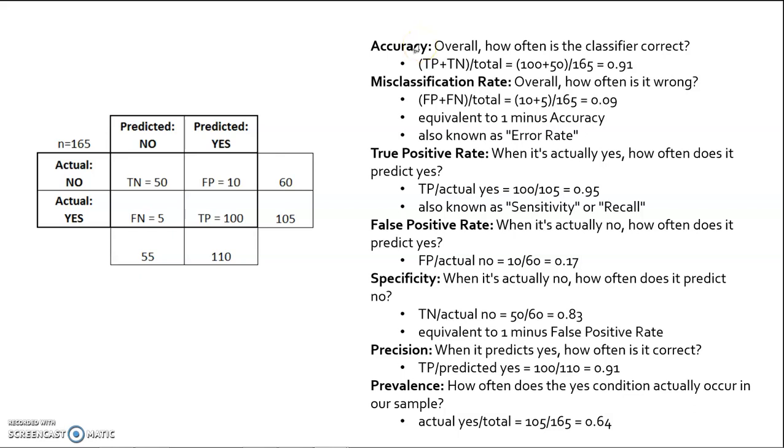And the final one is prevalence. Prevalence answers the question of how often the yes condition actually occurs in our sample. So how many is it that the positives occur in our sample? The denominator is the total, which is 165, of all of the training set.